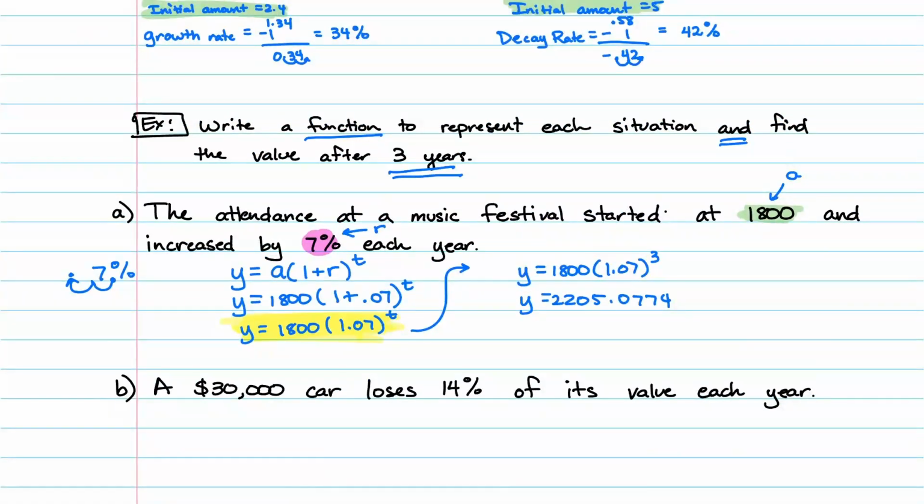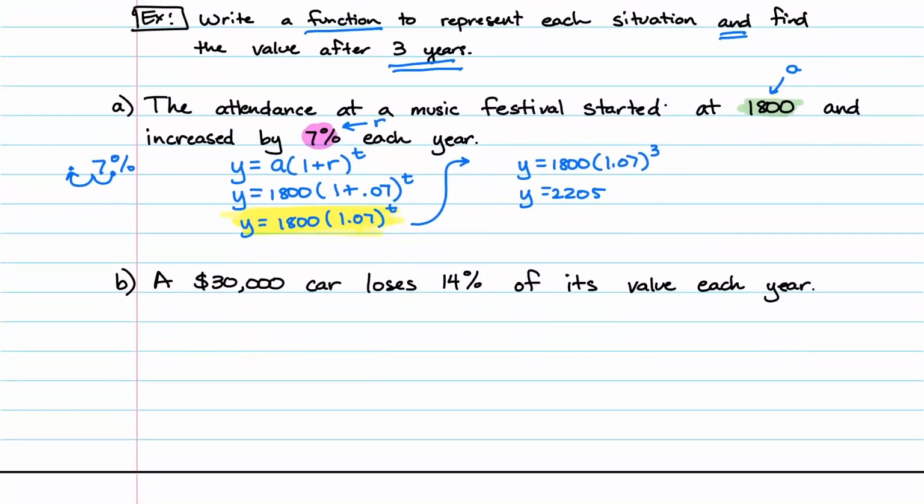What are we talking about right now? Well, that y is my final amount, and the final amount of attendance. So we're talking about people. And if we're talking about people, then I don't have 2,205.0774 people. That decimal of the 0.0074 people doesn't make sense. So let me go ahead and erase this because it does not round up, and say the final attendance after the third year would be 2,205 people altogether.